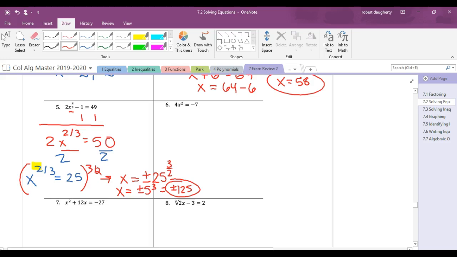4x squared equal minus 7. Divide both sides by 4. You get x squared equal negative 7/4. This has no real solutions. There is no real number that you can square and get a negative number. Okay?